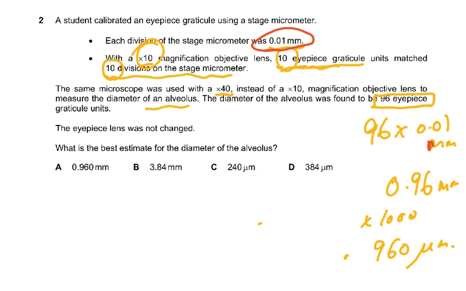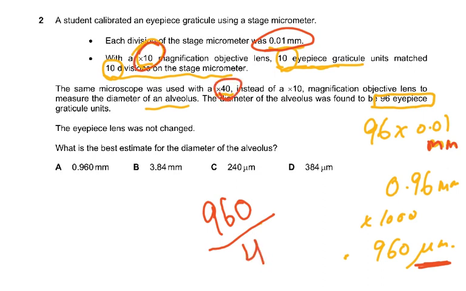Now this is in millimeter. So the answer is 0.96 millimeter, and then I'm multiplying it by 1000 to get micrometers. And then I have to divide 960 by 4 because the magnification has now been 4 times. 10 fours are 40. So this is equal to 240 micrometer. So the answer is C. This was a very difficult question. Please read the question again, and see how we've been able to calculate this 240 micrometer.